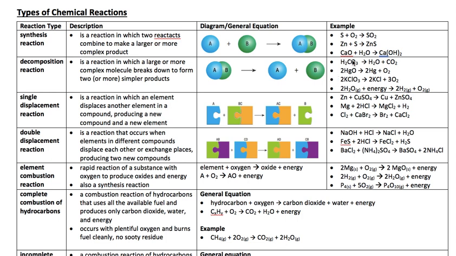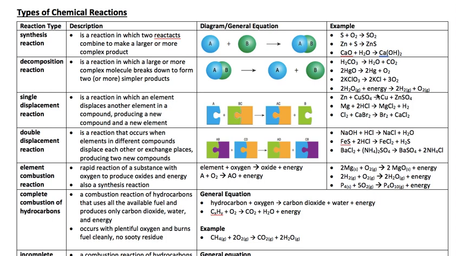In this case, we have hydrogen carbonate, or carbonic acid, breaking down into water and carbon dioxide. As we go along, it's one reactant, two products; one reactant, two products.